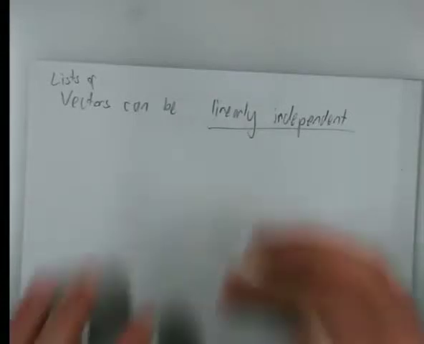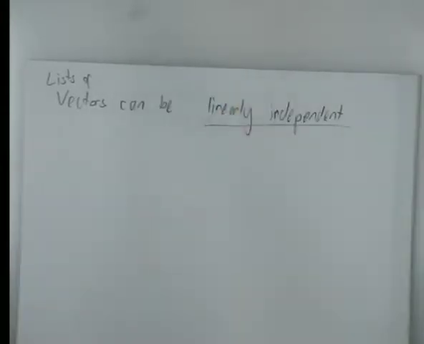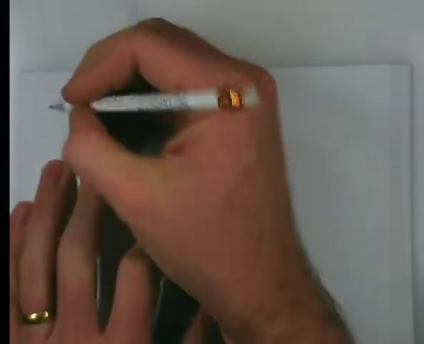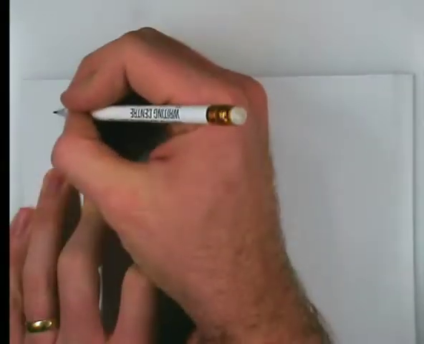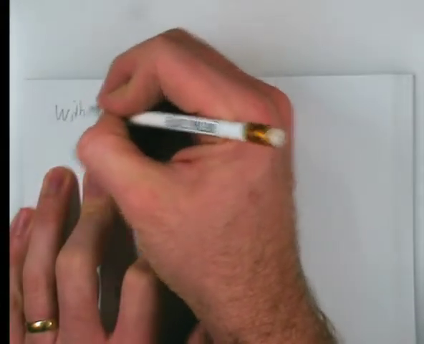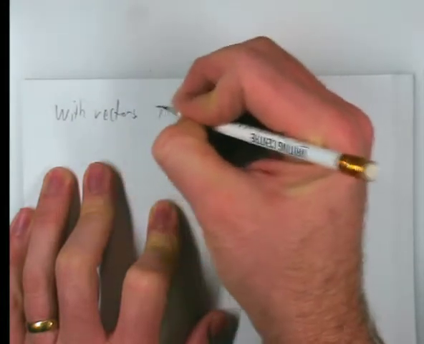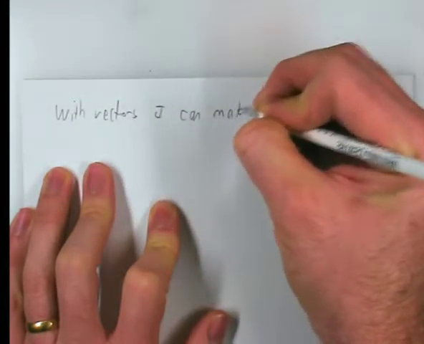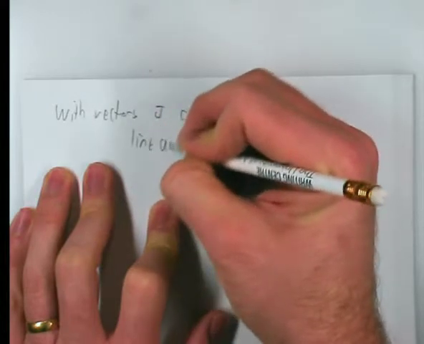So if I take, I'm sorry, I'm just going to scrap that page. What can I do with vectors? I can make linear combinations.